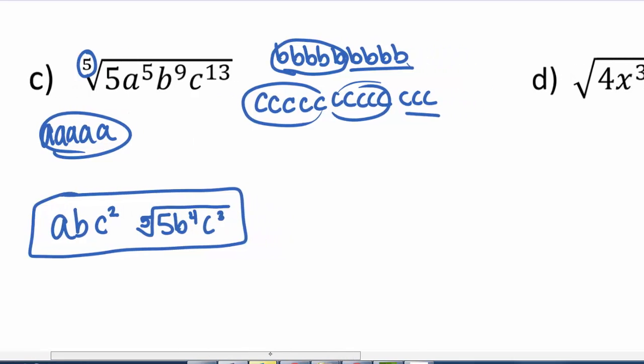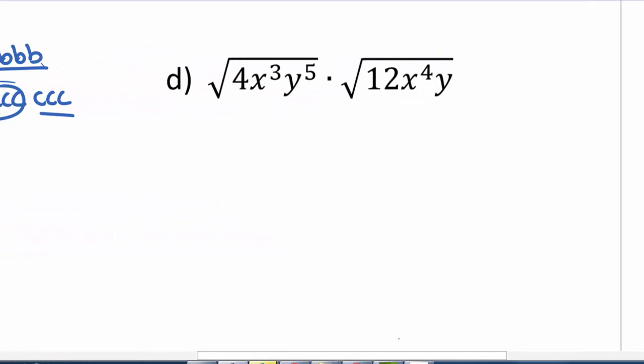Okay, here's the last one of this type. Sometimes we have 2 radicals, but that's okay. We're going to multiply them. So 12 times 4 is 48. X to the third times x to the fourth is x to the 7th. Y to the 5th times y is y to the 6th.